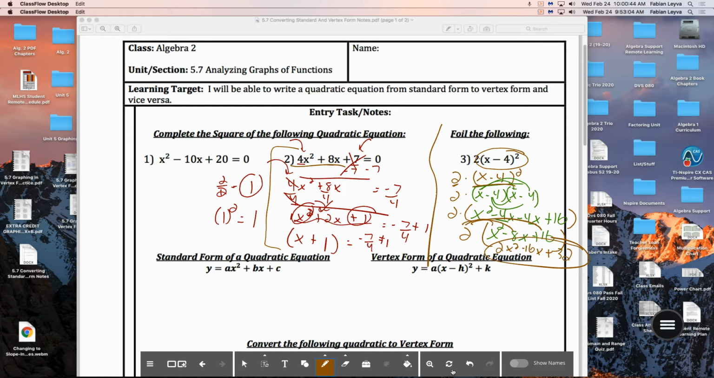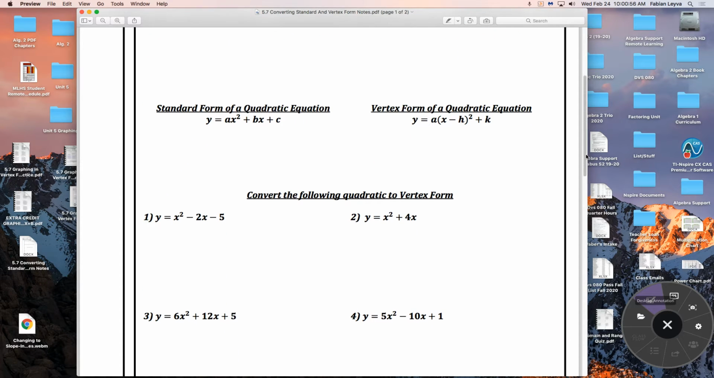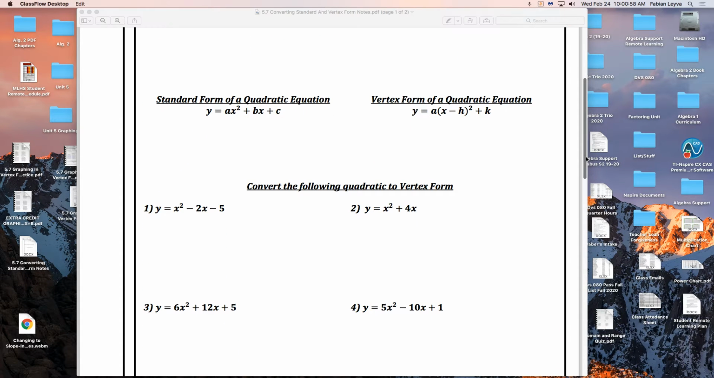And that is how you FOIL out. If you 100% understood what I just did, today's going to be a breeze. And if you don't, again, you're going to get a little more practice. So let's go ahead and start getting to converting between standard and vertex form of quadratics.